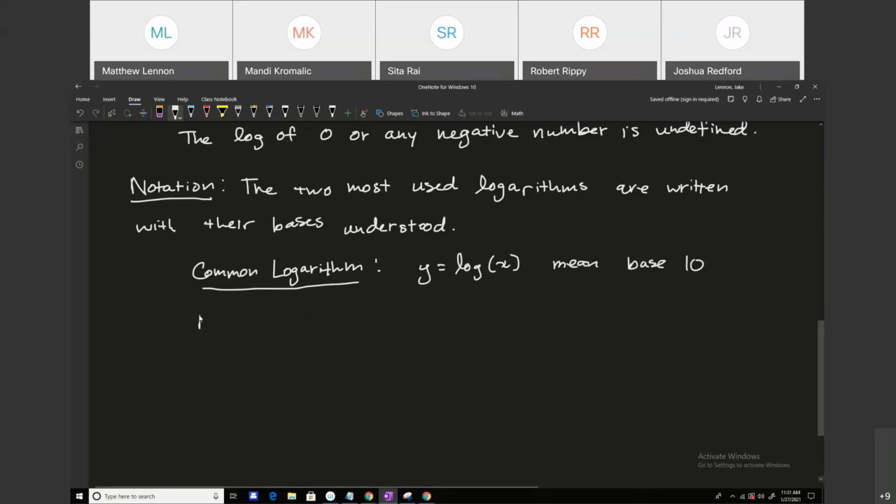The natural logarithm has base e, Euler's number that we talked about last class with exponential functions. So this is written y equals ln of x. So that's the natural log of x. And this means base e.